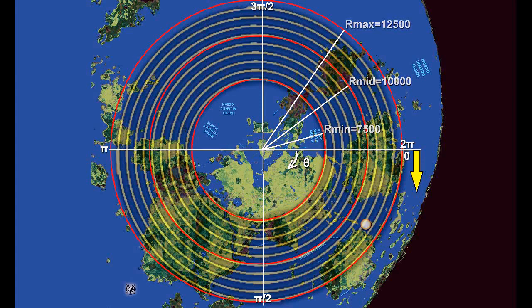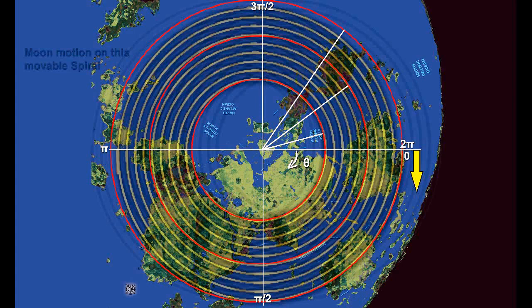Sun. The Sun makes a full oscillation in 365.25 days. The spiral positions are 365.25 divided by 2 equals 182.625.